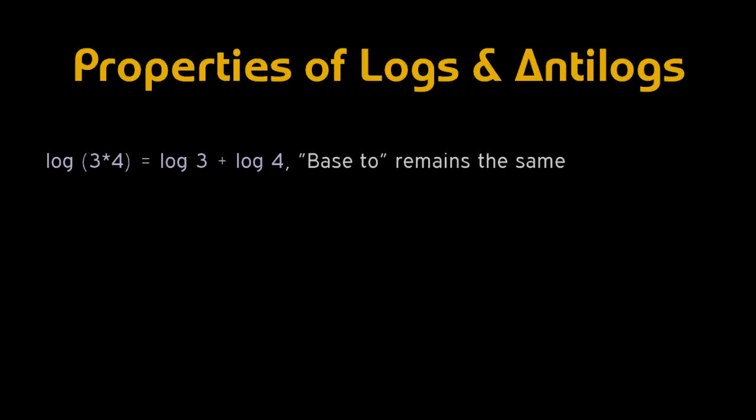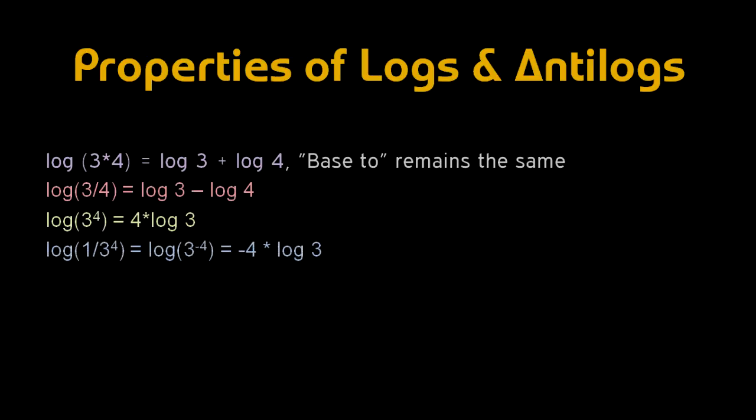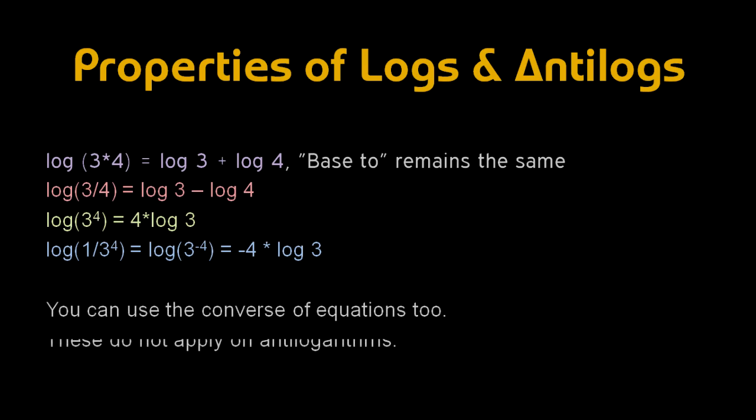Consider the special cases. All the rest of the three properties that I am going to tell are simply special cases of this property. 3 by 4 will give us minus. 3 raised to power 4, that is 3 multiplied by 3 times 3 times 3, will be 4 log 3. Similarly, if it is in the denominator, the power will be negative. These properties do not apply on antilogarithms.